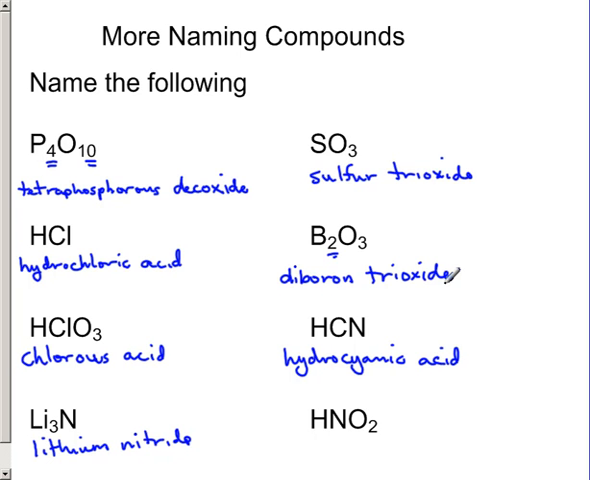HNO2, nitrite with H plus. Ite becomes ous, that's nitrous acid. And I hope I've made amends for my previous error.